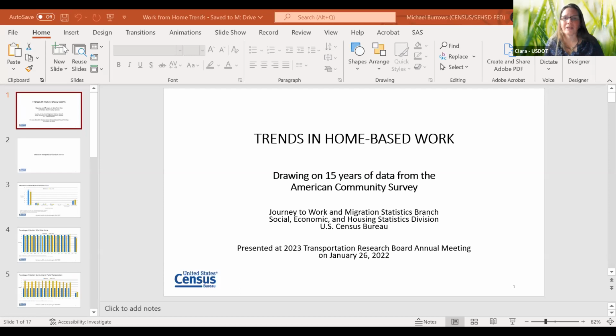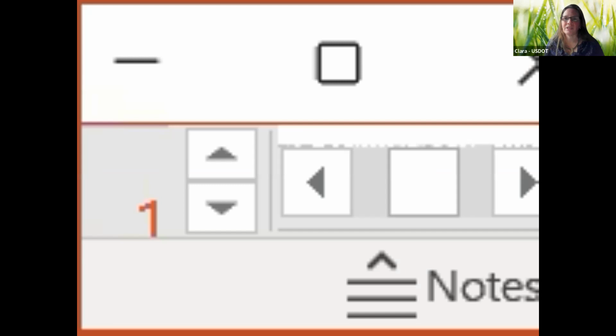Michael Burrows is going to present on trends in home-based work, drawing on 15 years of data from the ACS. Michael is a survey statistician who is studying commuting and migration at the Journey to Work branch. He works primarily with the ACS and the SIPP, the Survey of Income and Program Participation, and on the Decennials and Island area censuses. Before the pandemic, he commuted by public transportation, but has migrated 3 times since early 2020. And now he works from home in Maine.